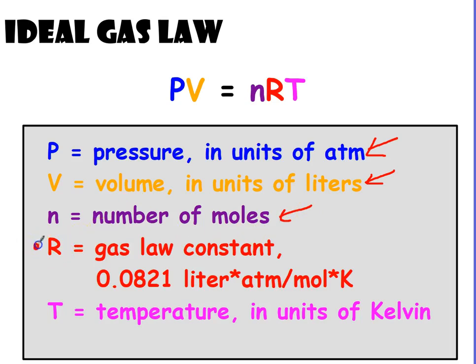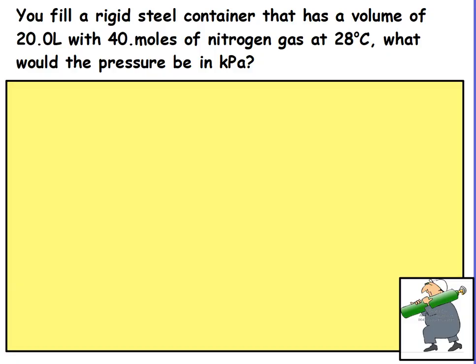R, this one's new. R is the gas law constant. R is basically just to make sure that the pressure and the volume equal the moles and the temperature. If I multiply by this specific number right here, it will always equal each other. So that's why we call it the gas law constant. It's a pretty long unit, so we're going to need to memorize this one, or at least know how to use it whenever we're doing our problems. It's 0.0821 liters times atm divided by moles times Kelvin. And last, T is temperature, which is in units of Kelvin.